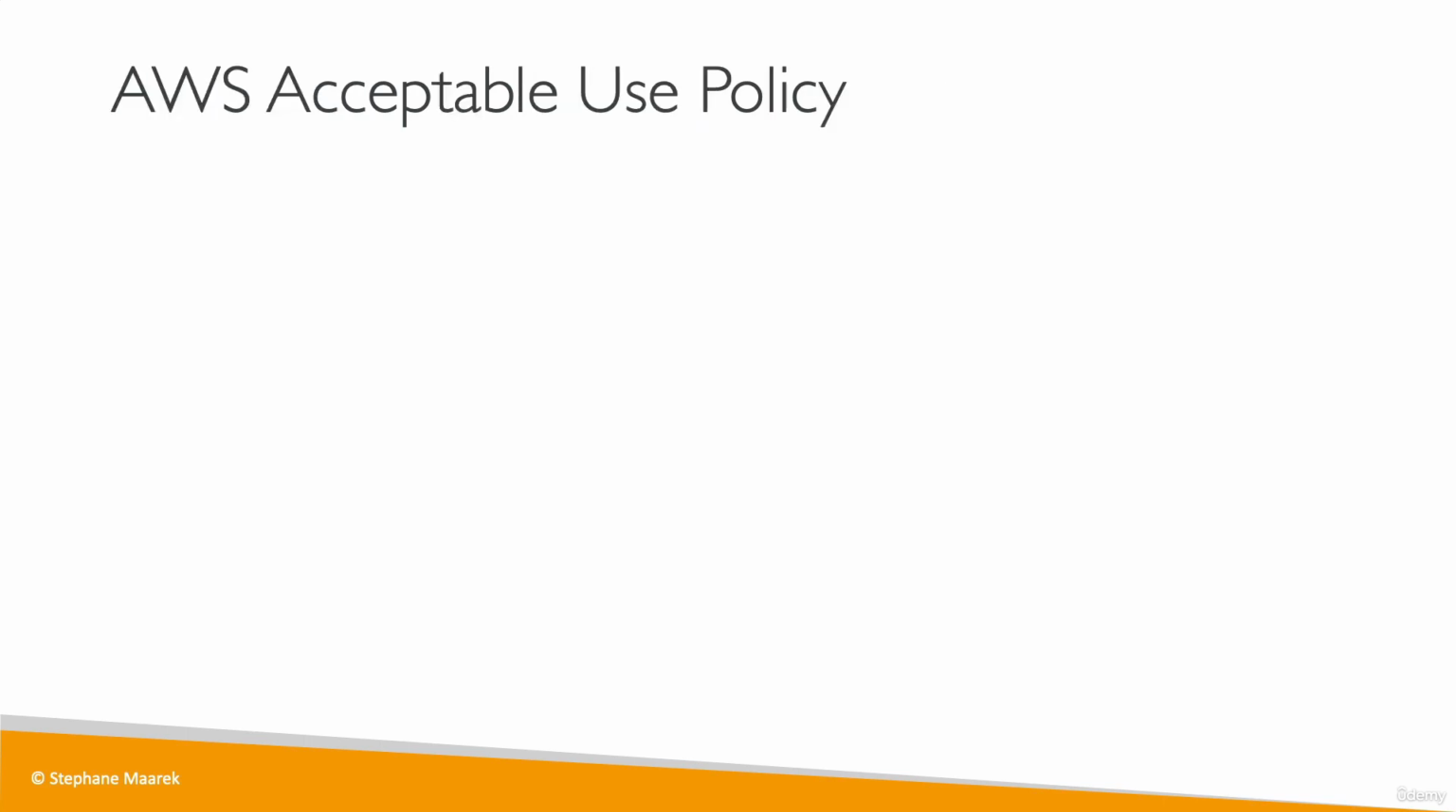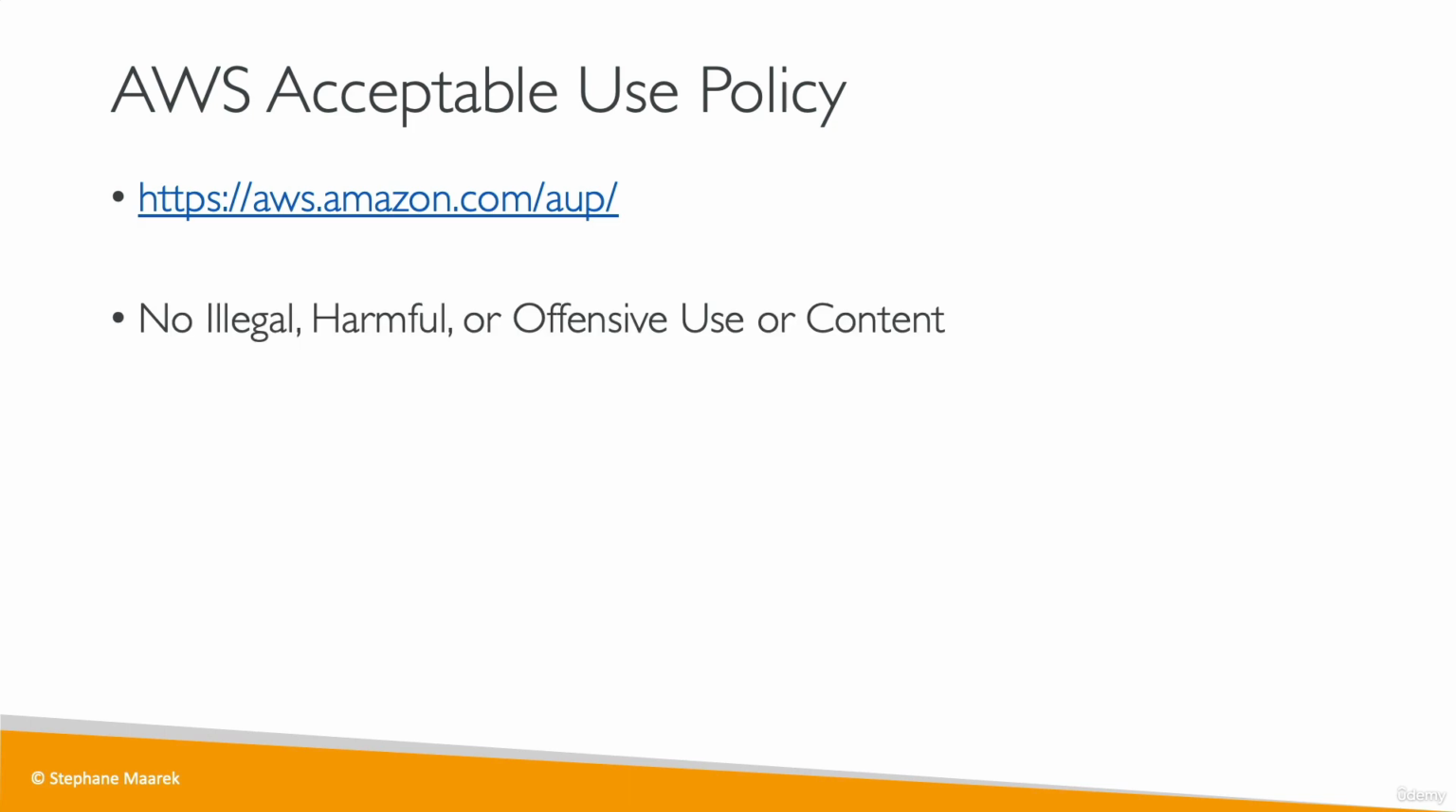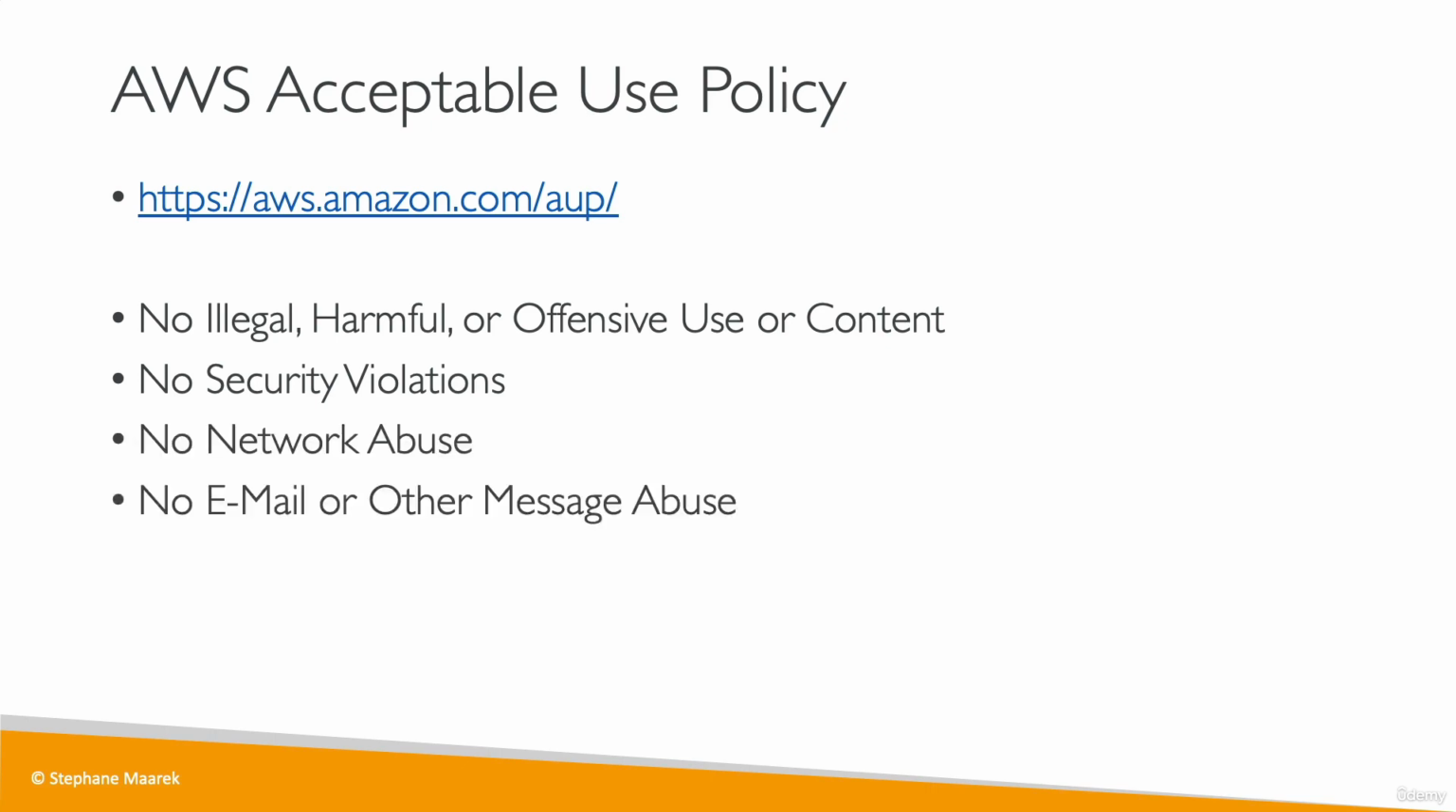Finally, when you use AWS, you are agreeing to their acceptable use policy, which you can find right here. And I think it's pretty obvious, but you cannot do any illegal, harmful, or offensive use or content. You cannot do any security violation. You cannot abuse a network, and you cannot do email or other types of messages abuse. All of that makes sense, but it's good to specify it.